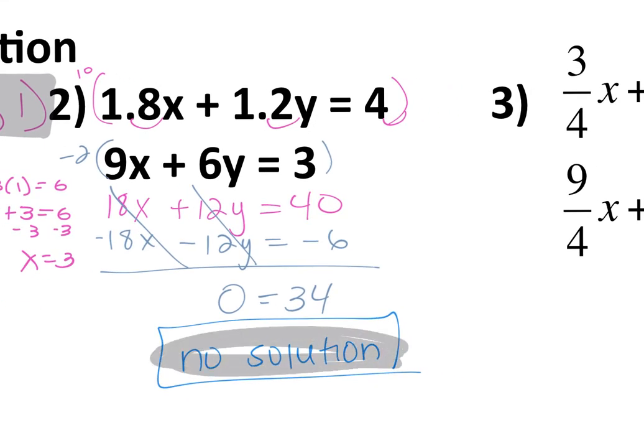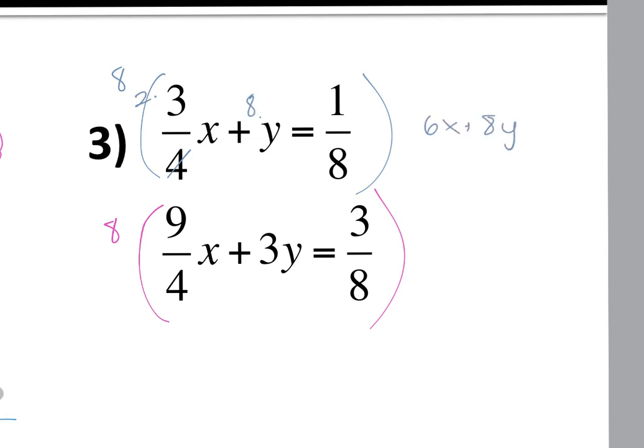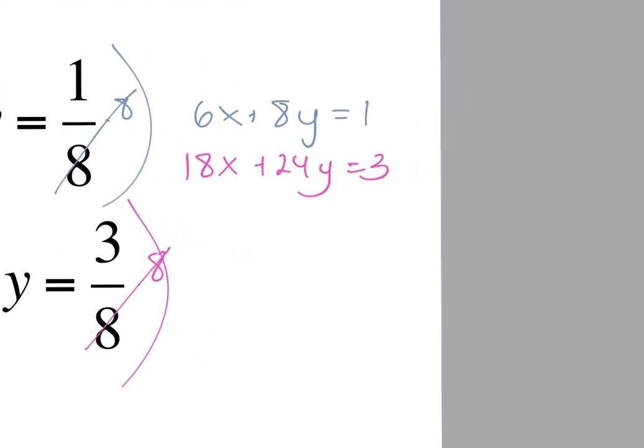Okay, then I gave you one with fractions. So again, you can make changes to each individual one. It doesn't have to be the same. I can multiply everything here by 8 and then coincidentally also 8 there, but they don't have to be the same. So 4 would go into 8 2 times. I'd get 6x, multiply this times 8, plus 8y equals, multiply this times 8, 1. Do the same for the bottom. 4 goes into 8 2 times. So I'd get 18x multiplied by 8 here plus 24y multiplied by 8 here, and they cancel. I get 3. Now I'm dealing with this system.